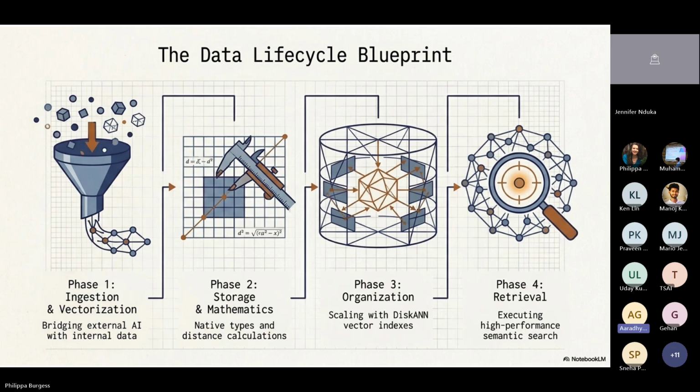Once our vectors are securely stored, we encounter a massive engineering challenge of scale. It's millions of rows of data. Calculating similarity across every single row for every single user query is mathematically exhausting. So, to resolve this, we bring in organization, that is phase three, which resolves this problem.